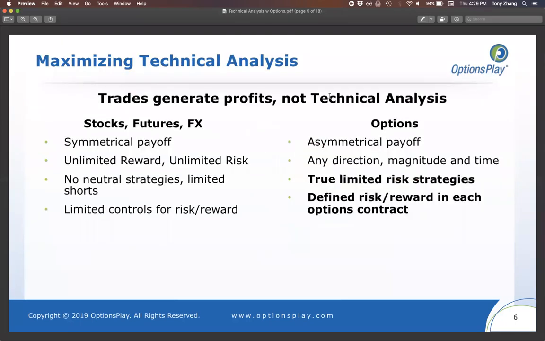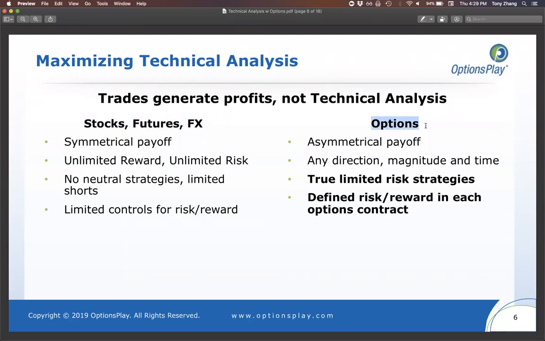So with that, what I want to talk a little bit about is not technical analysis, but the trades that you make with that technical analysis. So when you're looking at a chart and you have a directional view, if you're looking at a stock and you feel that it's about to break out and you think it's going to make a big move, what are your choices? What can you do? You have a lot of choices, actually. You can trade the stock itself, you can trade futures, you can trade FX, or you can trade options.